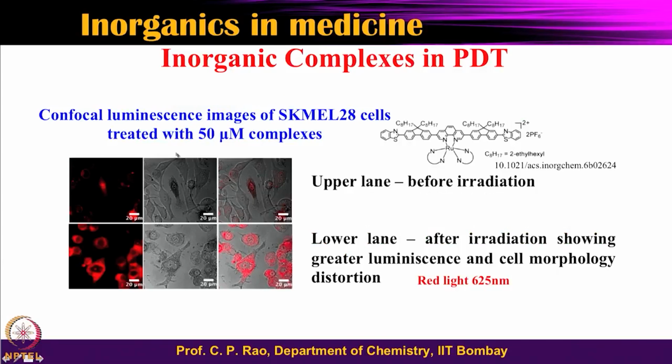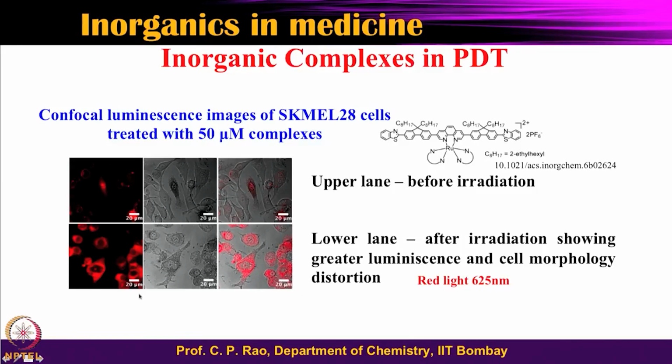The next slide shows the confocal luminescence image of a particular type of cells, named SKMEL28 cells. These are treated with the complexes and, of course, there is the control as well. The upper row is without the irradiation. This is normal or fluorescence microscopy, this is the bright field case, and this is upon the overlay of these.